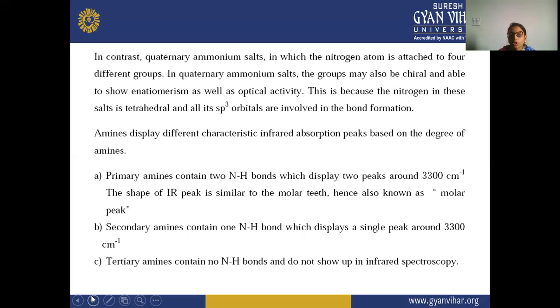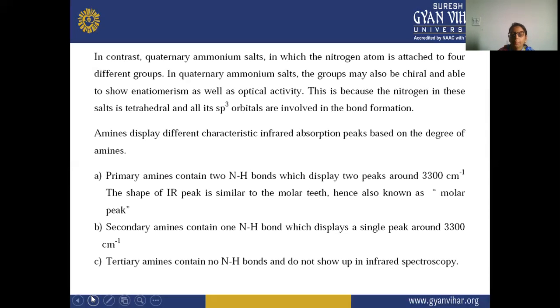In a quaternary ammonium salt there is no free electron pair, because all four are attached to groups, so they show chirality and have the ability to form enantiomers as well as show optical activity. This is because the nitrogen in these salts is tetrahedral and all of its sp3 orbitals are involved in bond formation.